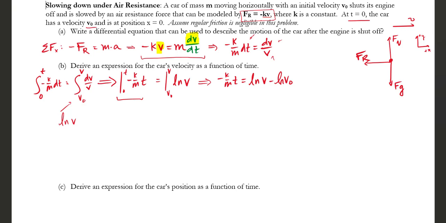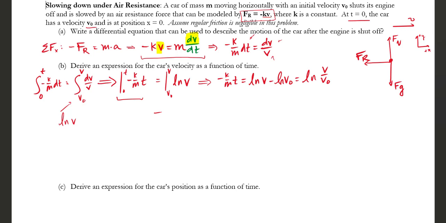There is one more trick we can do with natural logs: when you have the natural log of something minus the natural log of another value, that is equal to the natural log of those two values divided by each other. So this is equal to the natural log of v over v naught. It seems a little bit scary, but we're actually almost done. Let's bring this down here for a second.